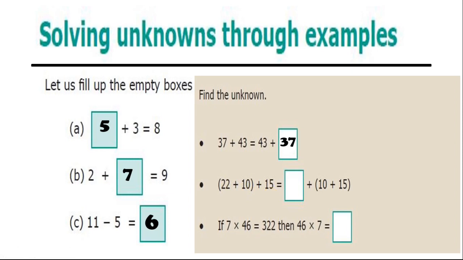What will the answer be here? Already I told you, whenever we add any set of numbers in any order, we can replace the order in any direction and we will get the same answer. Already 10 and 15 are present here, so we can add only the 22 here. So 22 is your answer. So 22 plus 10 plus 15.